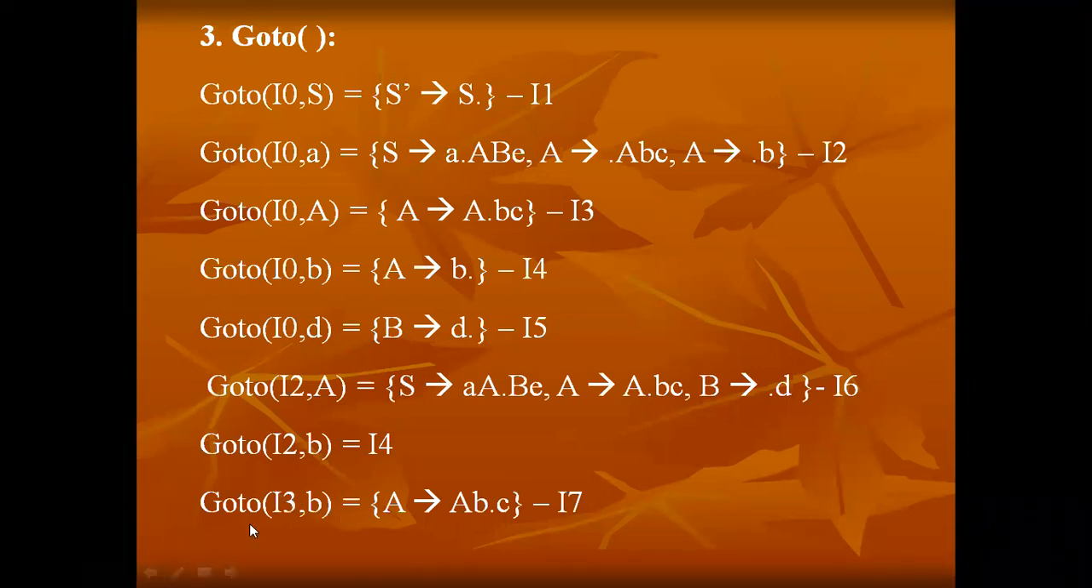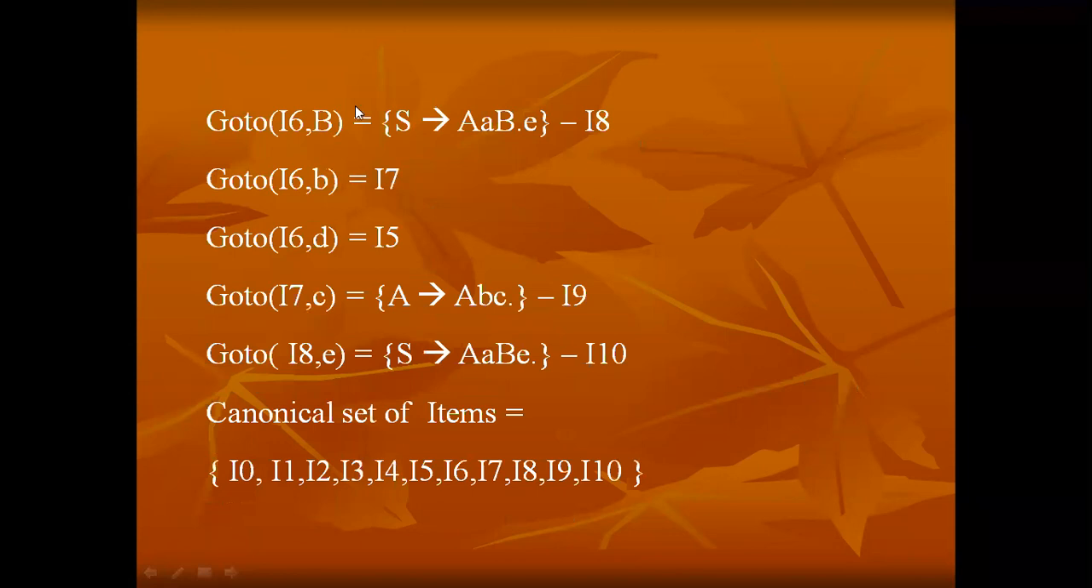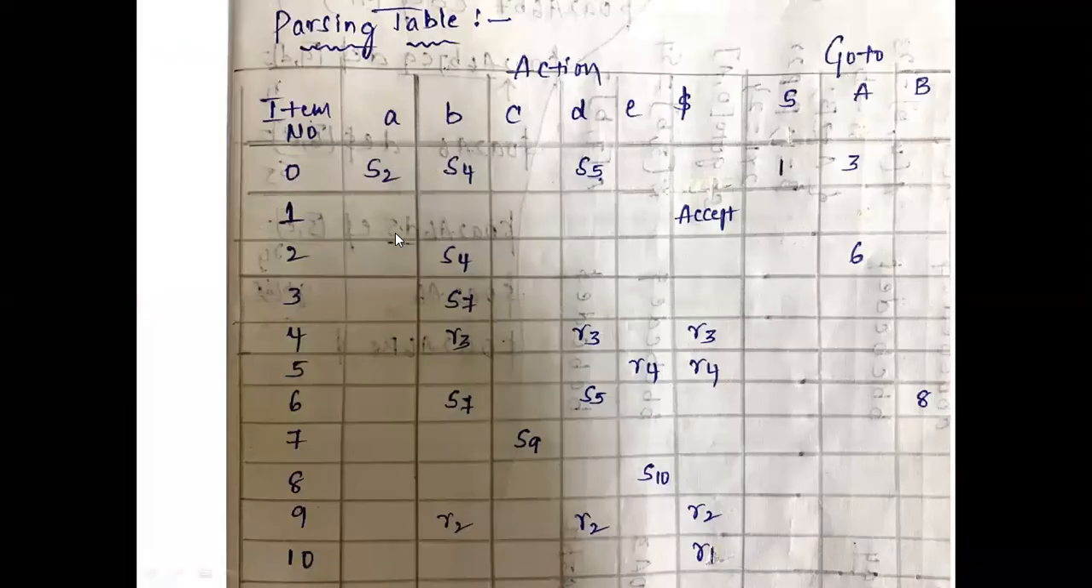So I3 with B, at 3 and B, there we have S7, that means shift 7. And see, I6 with B, again it is I7, so there we are representing it as an S7. And I6 with D, from the computation we have I5, and in the table we use S5. See, I6 with D is an S5.